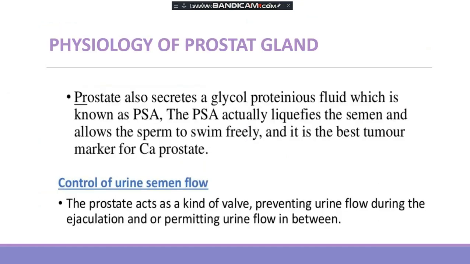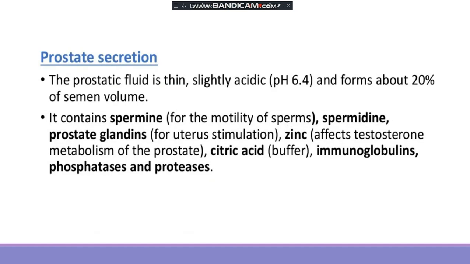Then physiology. We all know it is a male sex gland, and it secretes a glycoproteinaceous fluid known as PSA, prostate specific antigen, which liquefies the semen and allows the sperm to swim freely. This is the basic function of the prostate gland. It also controls the flow of both urine and semen. The prostatic fluid secreted is slightly acidic and forms about 20% of the semen volume. Some more points are there, you can read later.